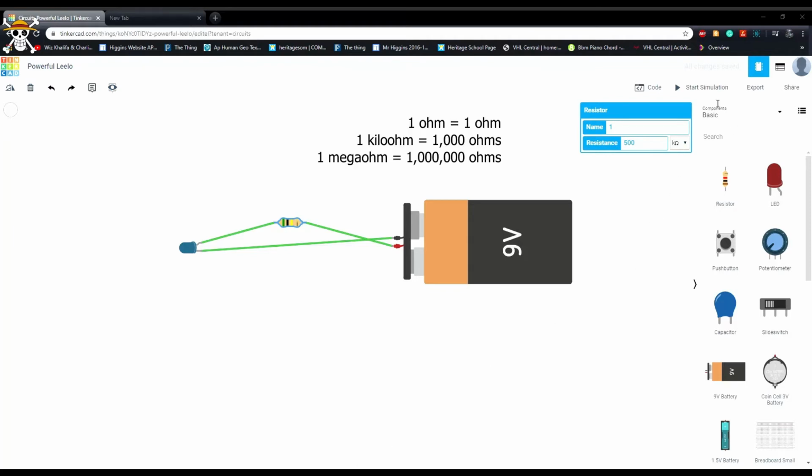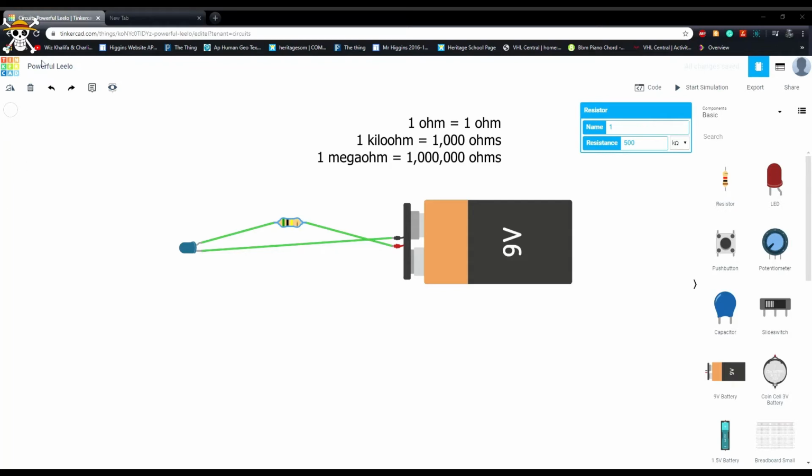Over here, I've got a little key for you to discern what these units of measurement mean. Resistance is measured in ohms. 1 ohm is equal to 1 ohm, 1 kilo ohm is equal to 1,000 ohms, and 1 mega ohm is equal to 1 million ohms.